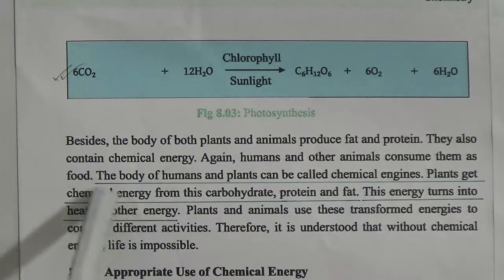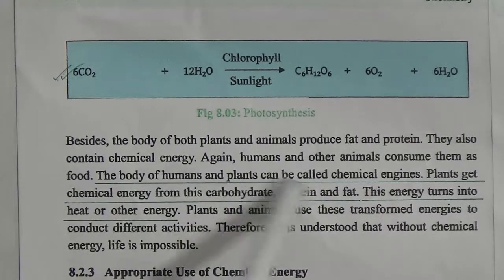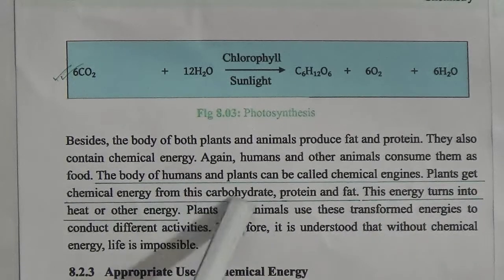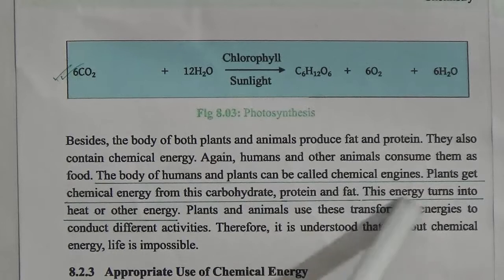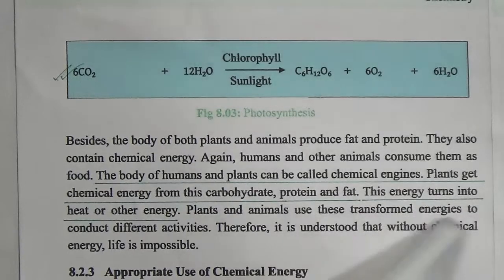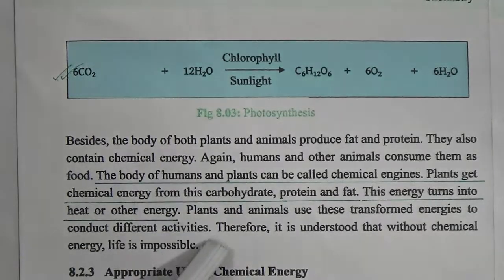Now the bodies of humans and plants can be called chemical energy stores. Plants get chemical energy from carbohydrate, protein and fats. This energy turns into heat and other energy. Plants and animals use this transformed energy to conduct different activities.